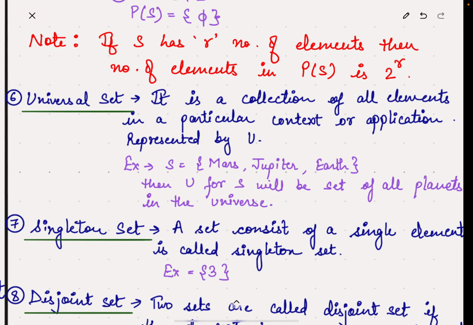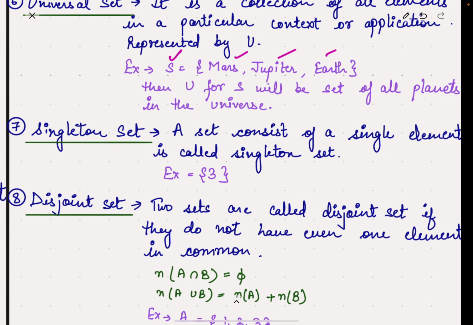Next is universal set. Universal set is the collection of all elements in a particular context or application. For example, if S is a set that contains some of the planets, then the universal set for this particular set will contain all the planets in the universe. Next is singleton set. Singleton set, as the name suggests, is a set that consists of only one element. Then that set is known as a singleton set.